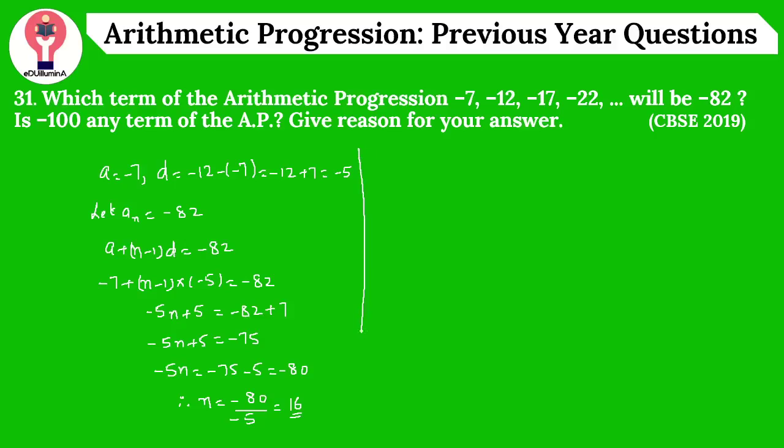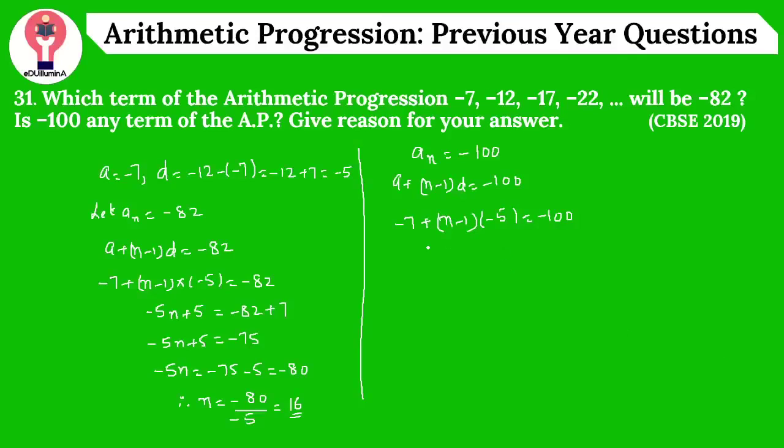Now in the second part we want to check is -100 any term of the series. Here also we will assume let an is equal to -100. So from here we will calculate the value of n. If the value of n comes out a natural number then -100 will be the term of the AP, but if it is negative or fraction then this will not be the term of the AP. So an is equal to a plus (n minus 1) into d is equal to -100. The value of a is -7 plus (n minus 1) into d, -5, is equal to -100.